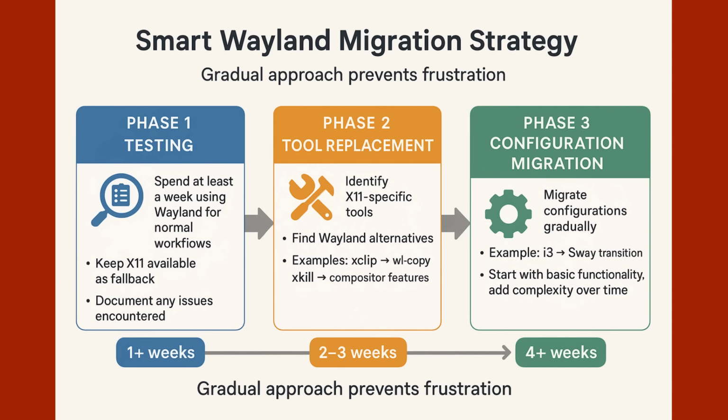Phase 3: Configuration migration. If you're switching window managers, like going from i3 to Sway, migrate your configuration gradually. Don't try to replicate everything at once. Start with basic functionality and add complexity over time. Keep documentation of your changes. When something breaks, you'll want to know what you changed and how to revert it. Use version control for your configuration files if possible.